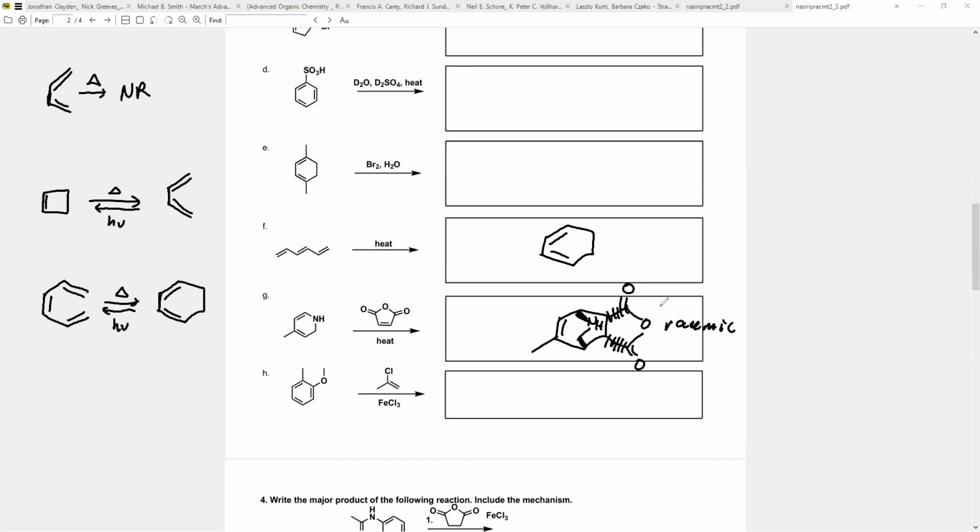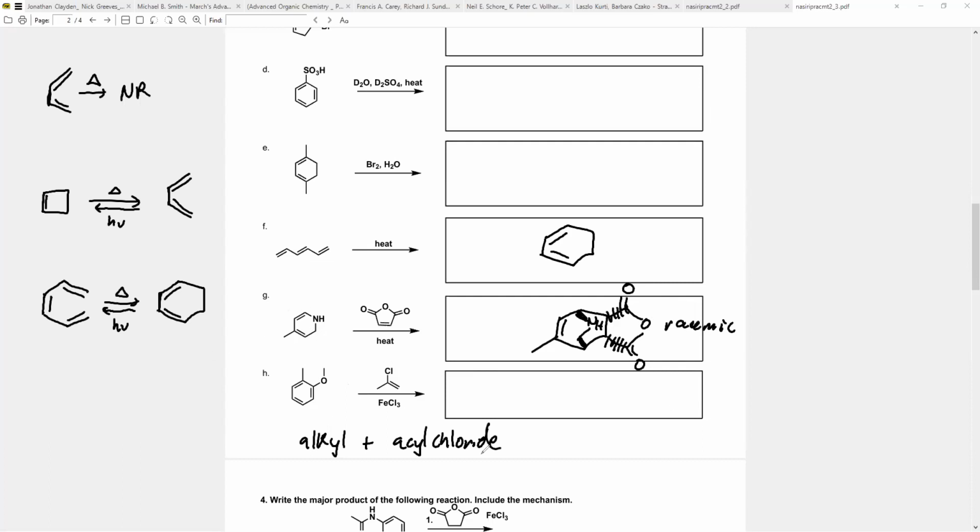Cool. All right. We have anisole, a methoxybenzene, and we have what looks like a vinyl chloride, FeCl3. So this to us looks like it might be Friedel-Crafts. Don't forget the cardinal rule of Friedel-Crafts. Friedel-Crafts is for alkyl and acyl chlorides. So what does that mean?